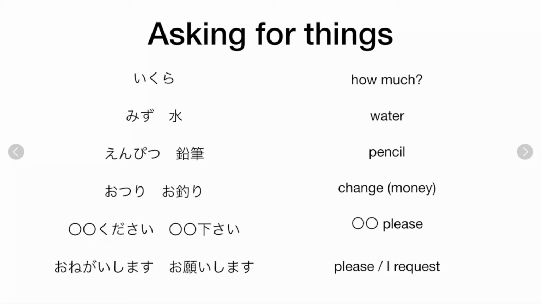Okay, so you know a little Japanese. Let's start talking about how you would order something if you went to Japan. Ikura is a word, and it means how much. Specifically, when you're asking how much something costs, it's ikura. Mizu is water. Enpitsu is pencil. This kanji is complicated, so don't try to learn it right now. Just know the word. Enpitsu is pencil.